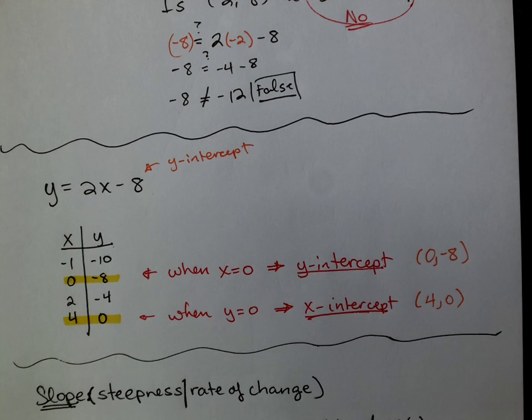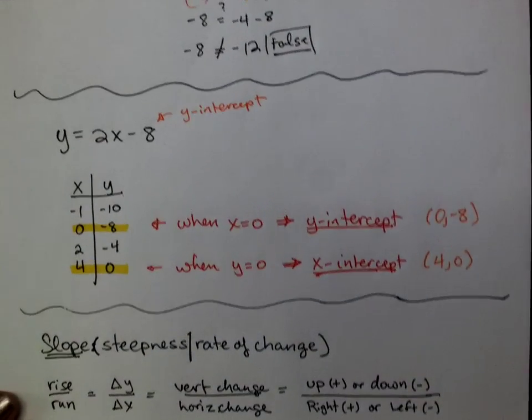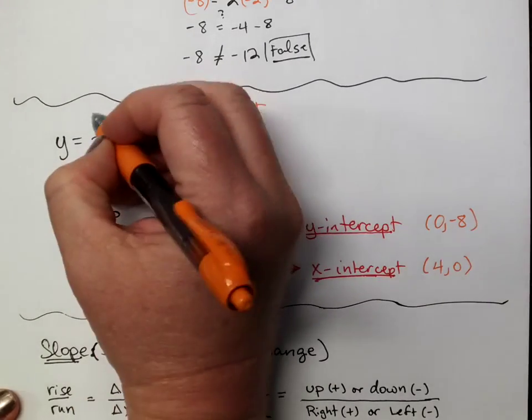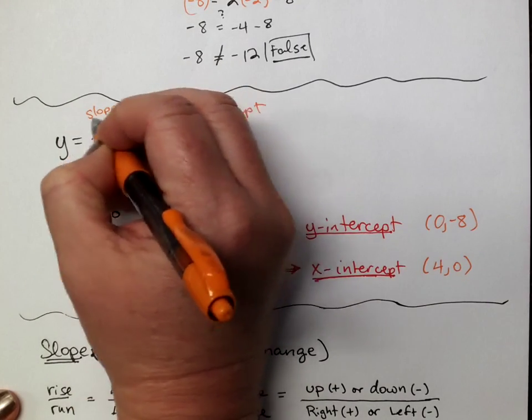Now anything added or subtracted is what shifts it up, down, left, or right. Now with a line, we don't worry about shifting left or right. We just worry about shifting up or down. That -8 meant shift 8 down. And the slope of 2. So what sparks here is that our slope in this case is 2. That's our slope, or our steepness.